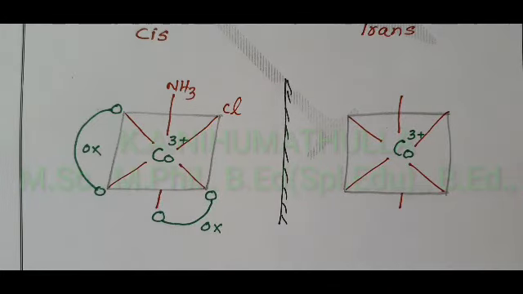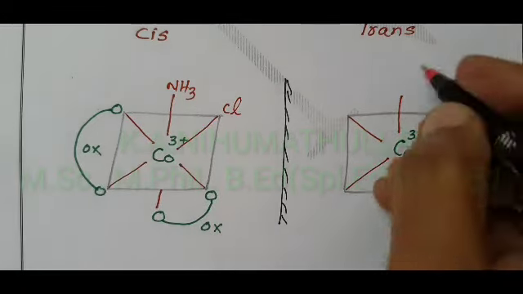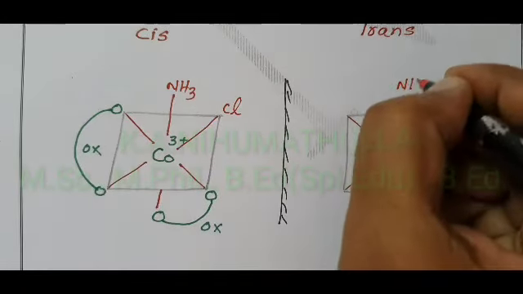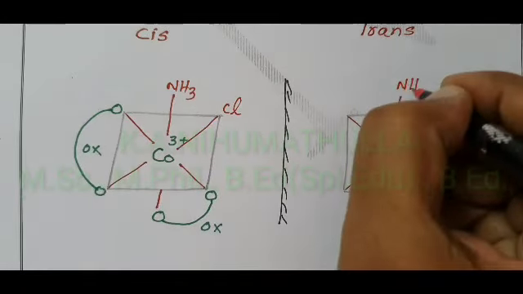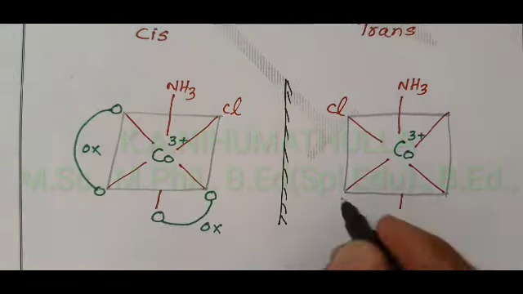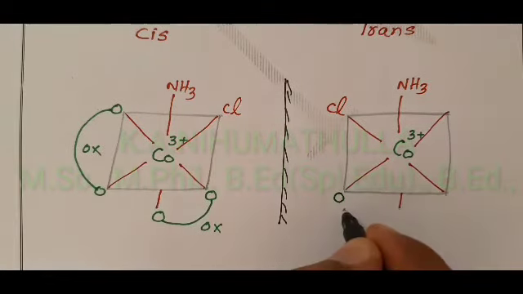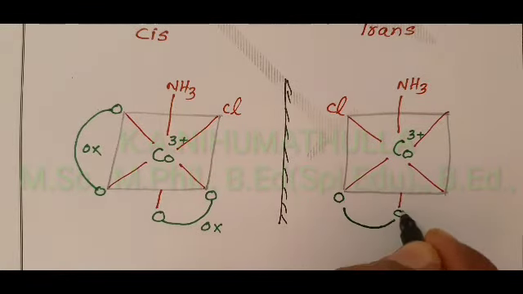Where are the ligands present? These two monodentate ligands are present here. Chlorine is present here. Where is oxalato present? This oxalato is present on this side: O, C double bond O, O minus, C double bond O minus, oxalato. And this oxalato is present here: oxygen, C double bond O, C double bond O, oxygen, and oxalato.